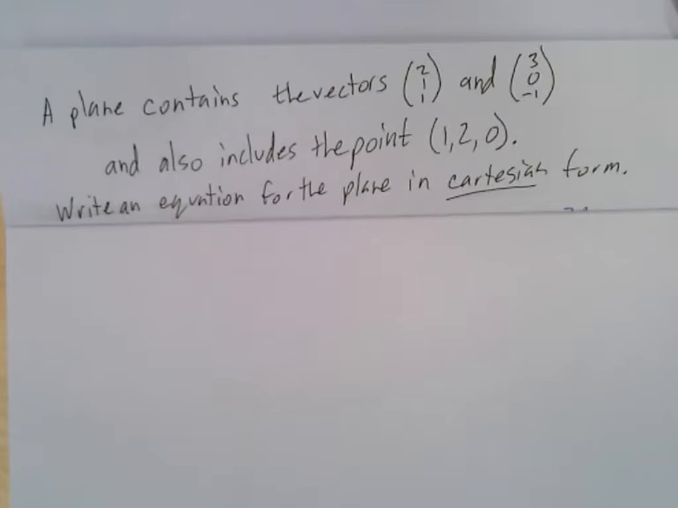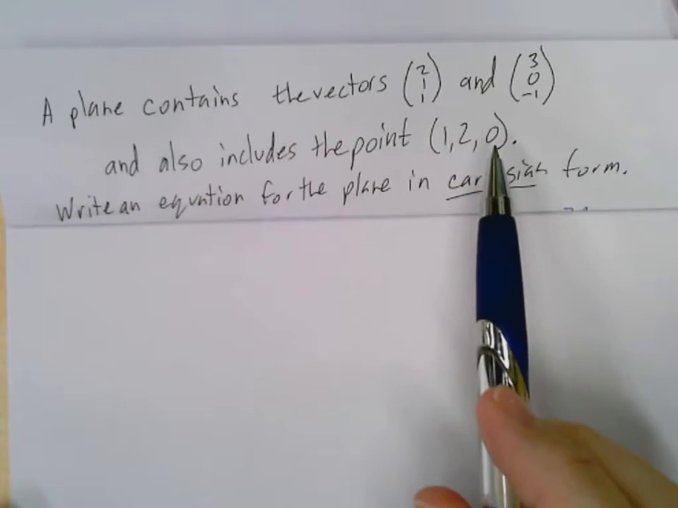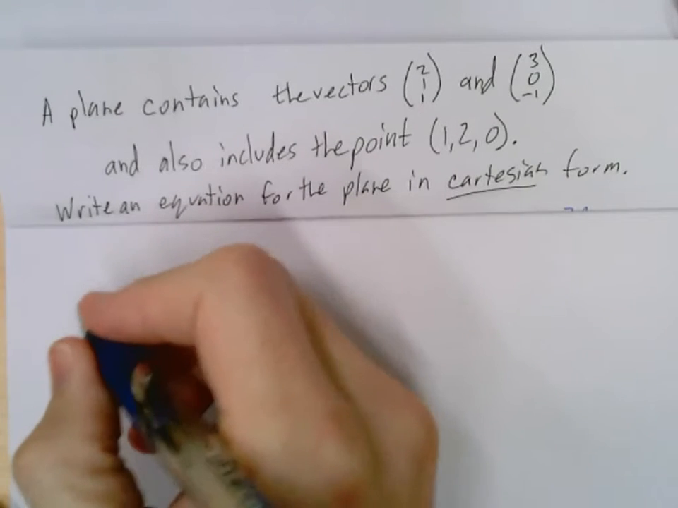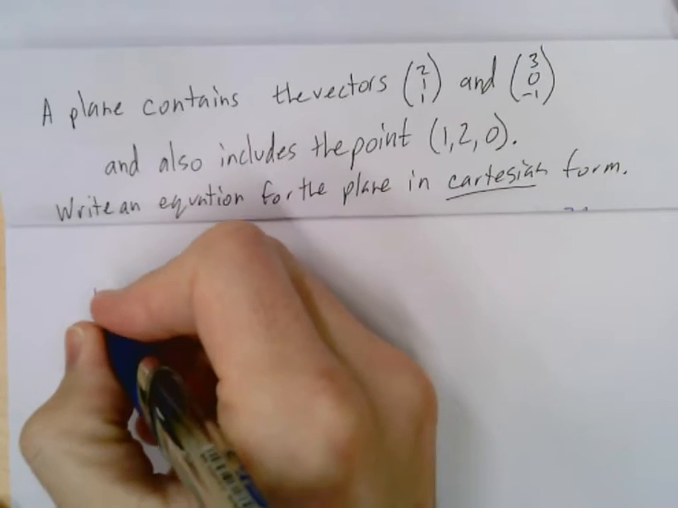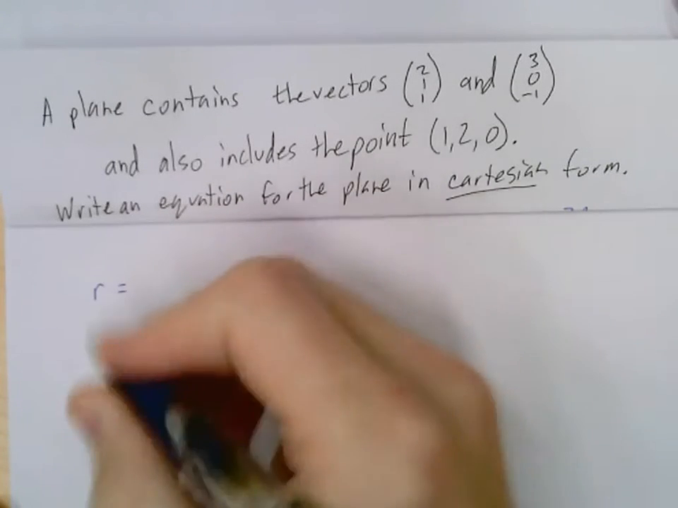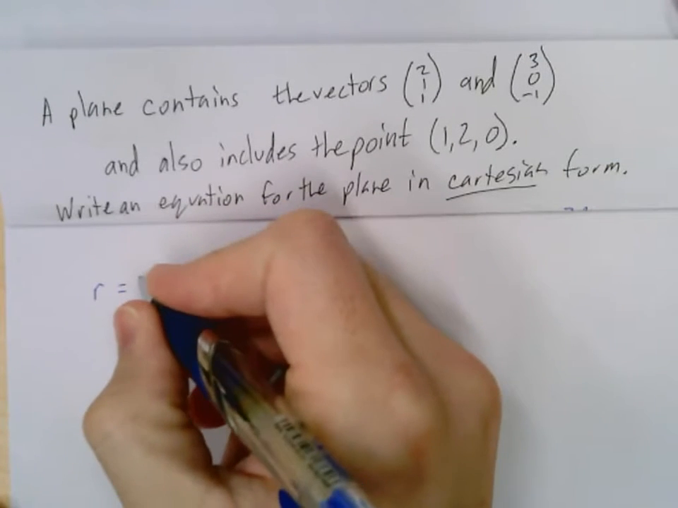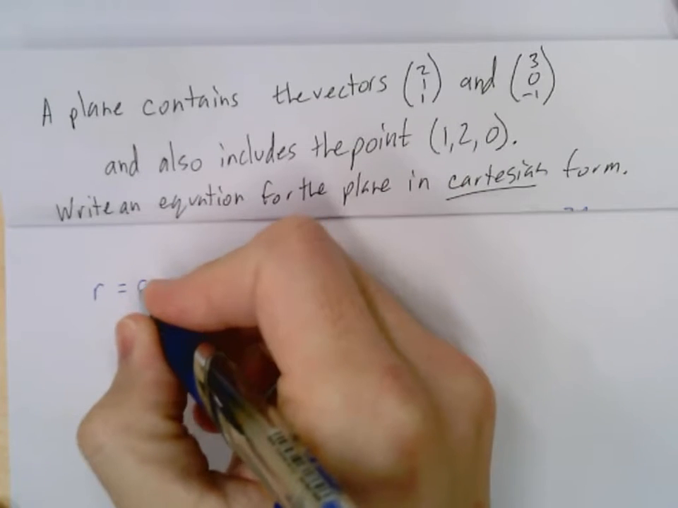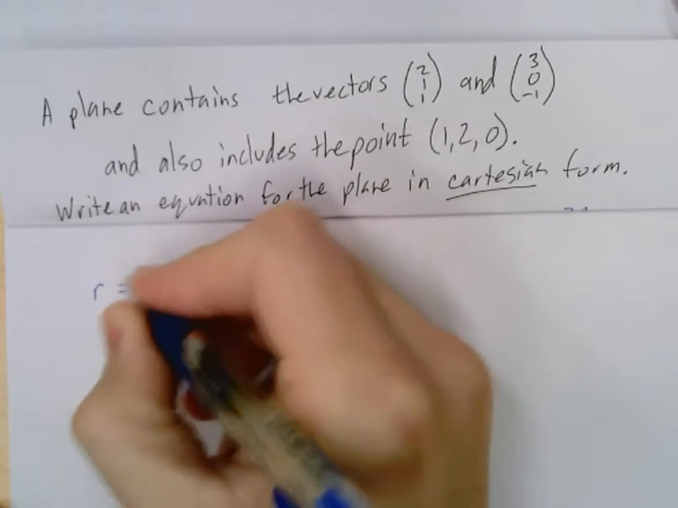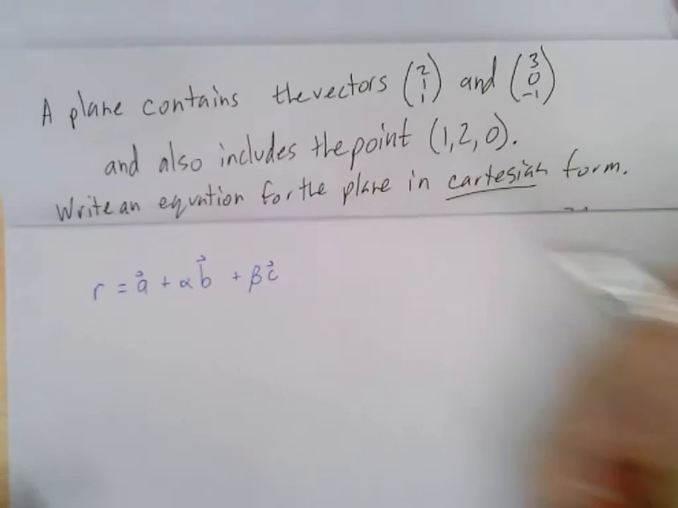All right, so the first thing we're going to do, we've got a plane. It contains these vectors, has this starting point, includes that point. So therefore, I'm going to create a vector equation first. So I'm going to have r, which is going to be the plane, right? So the plane is going to be described, all the vectors, all the points within this plane by doing a plus a parameter times b, and then plus a new parameter times c.